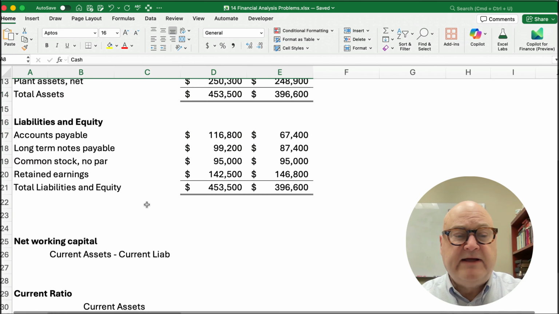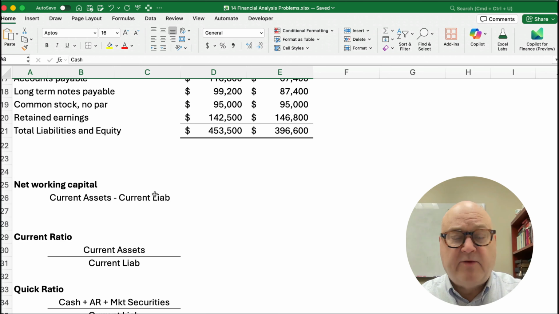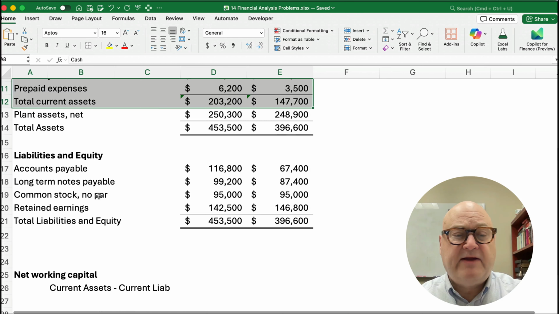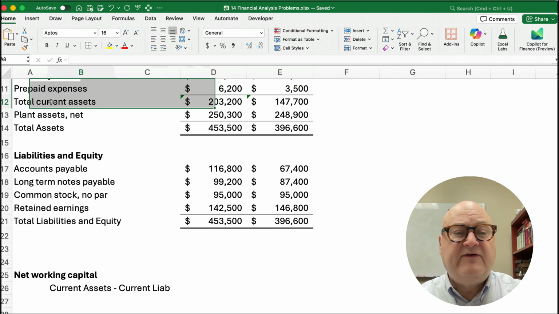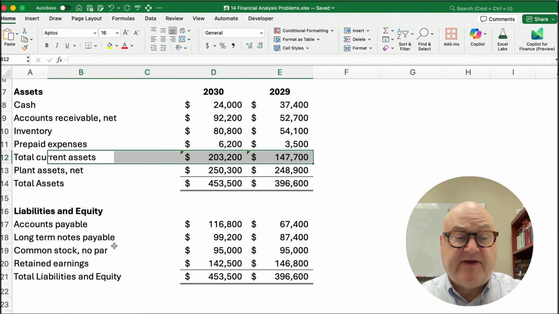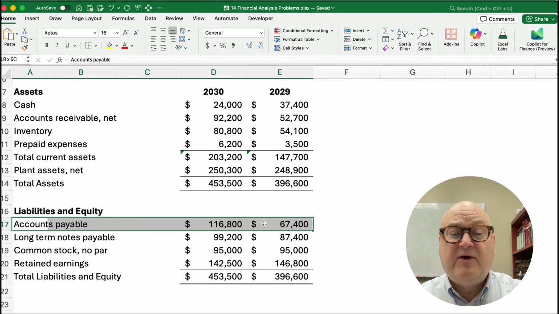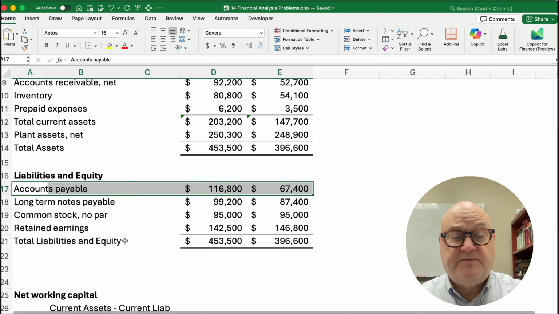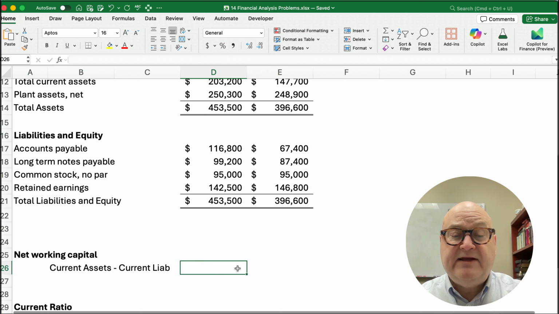All right, so here is our problem. We're going to do it for both years. What is the net working capital? Well, our current assets minus current liabilities. We have a subtotal called current assets here on the asset section. And what about our liabilities? We might not see a subtotal, but the only thing that's short term or current is our accounts payable. So it's going to be easy to calculate.